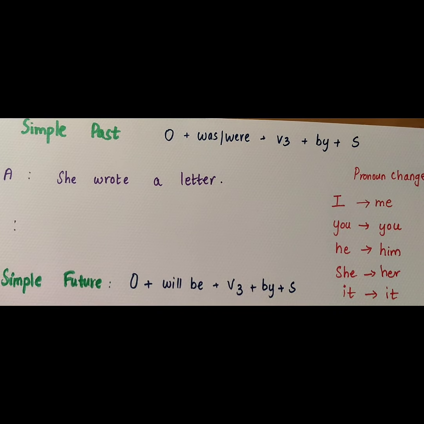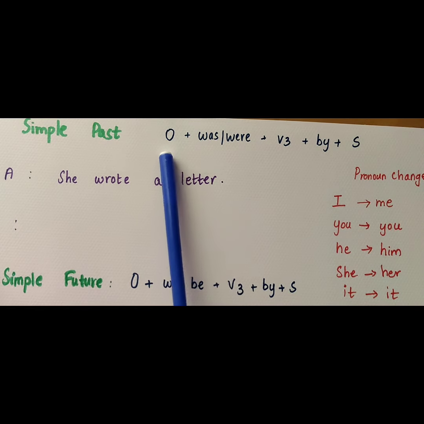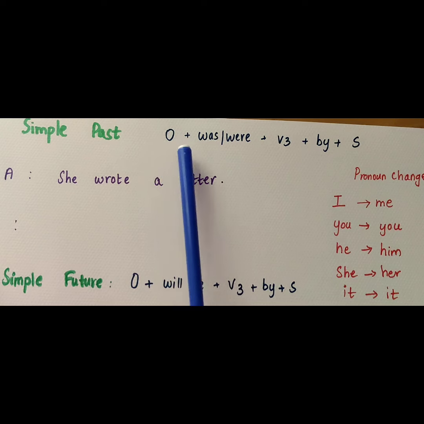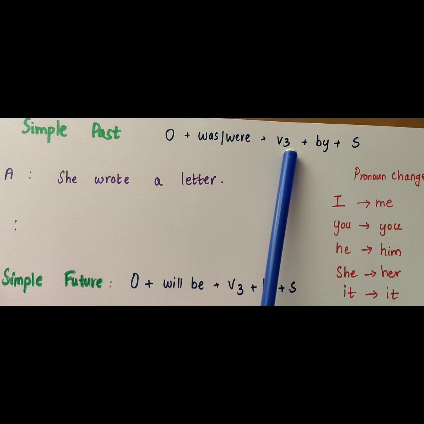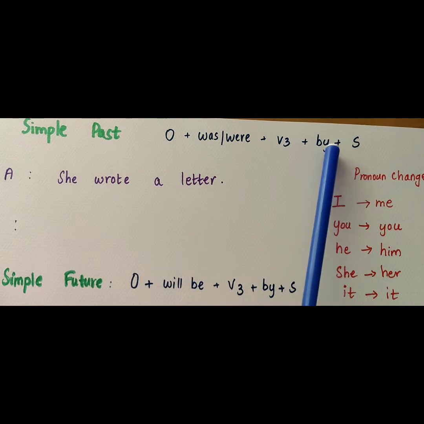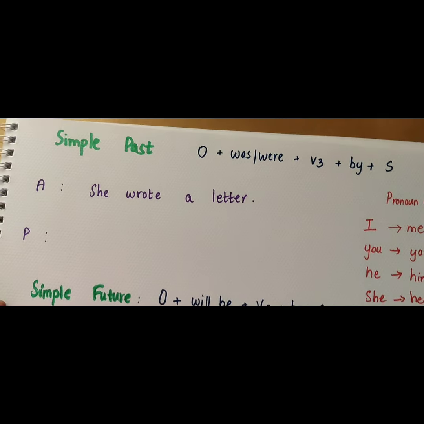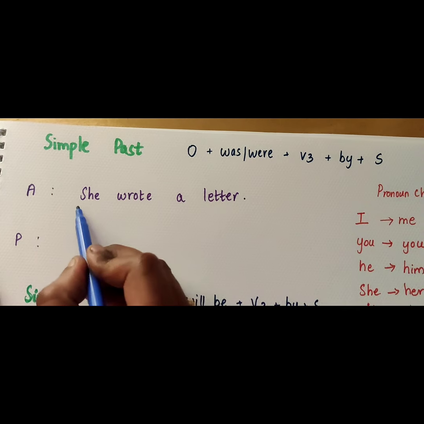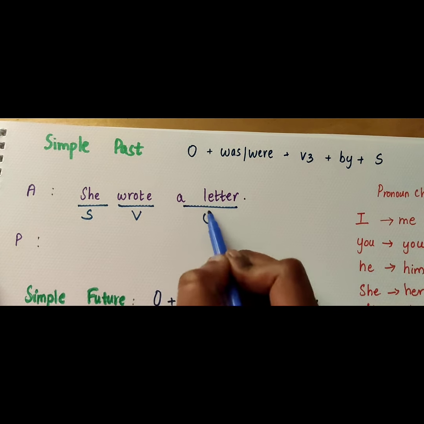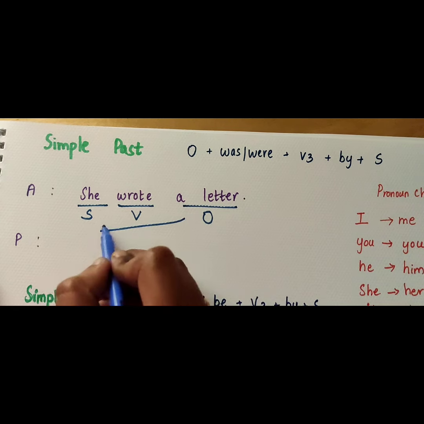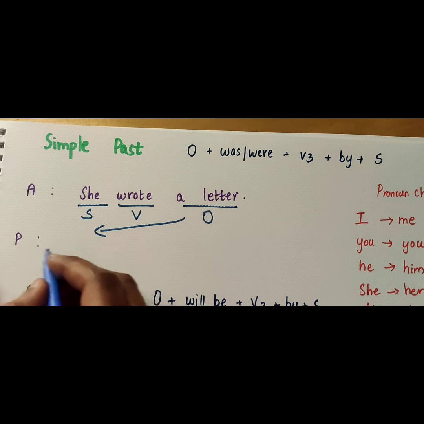Next, let's go to the formula for simple past. In simple past the passive has to be object plus was or were based on singular or plural. Third form, always third form of verb in passive, plus by plus subject, and change pronoun accordingly. So what is the first step? Identify the subject, verb and object in the active voice and swap the places, like the object of the active will become the subject of the passive.